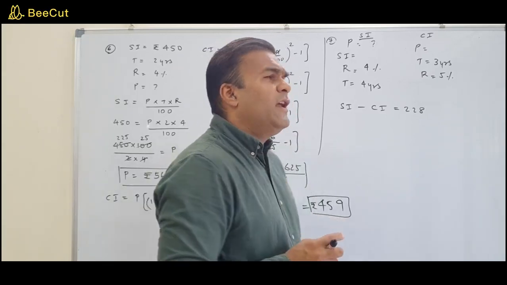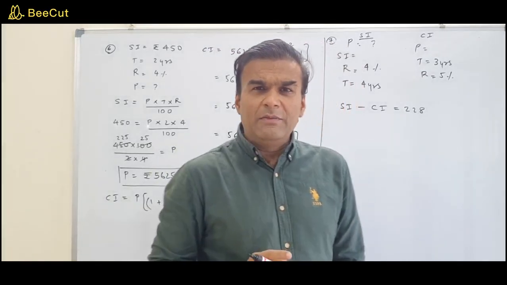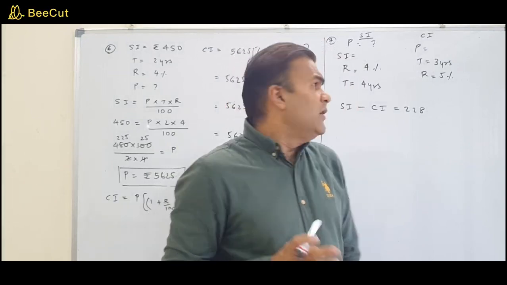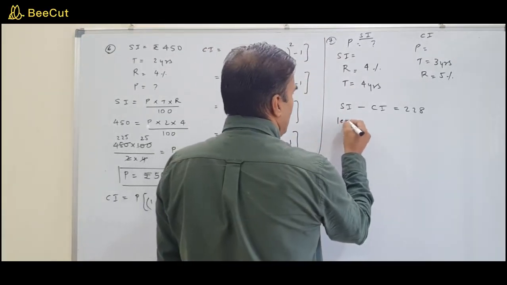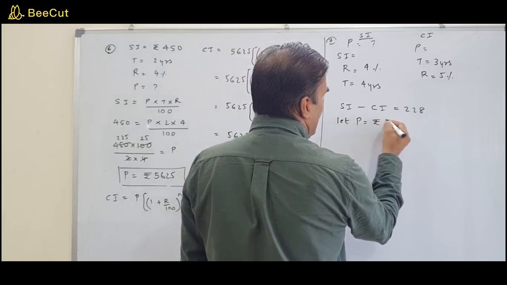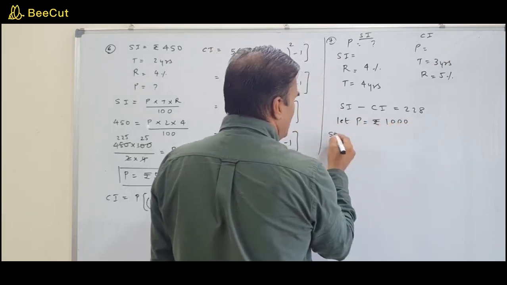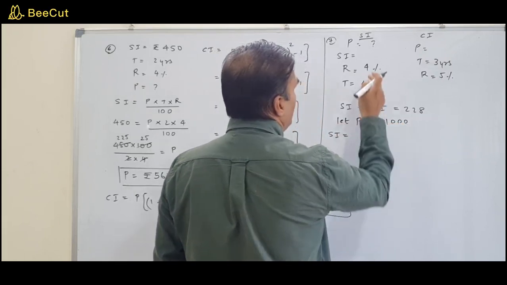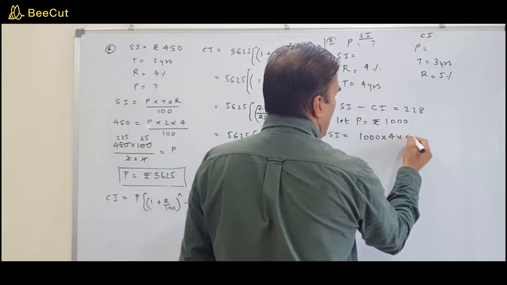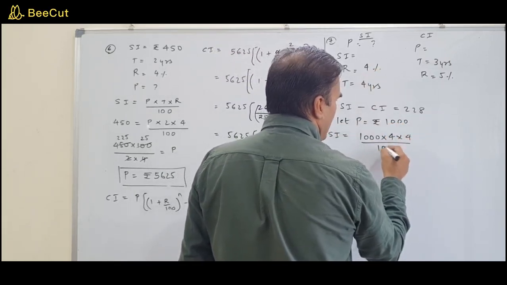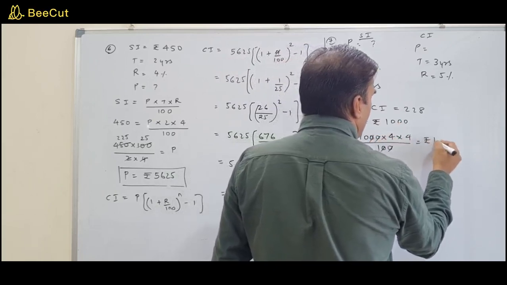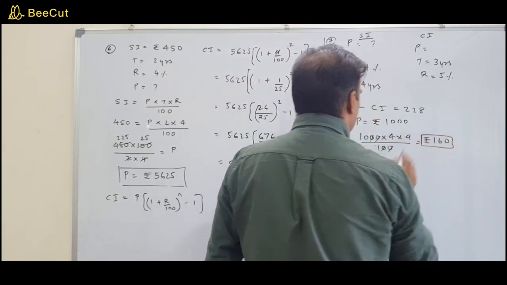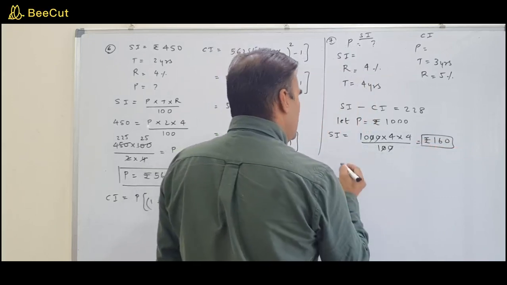Very simple. What we can presume is let the principal be 1000. We begin with that. Let principal equal rupees 1000. So what will be the simple interest? Simple interest would be P into T, time 4, into R upon 100. That gives you rupees 160. Can we find the compound interest? Yes.